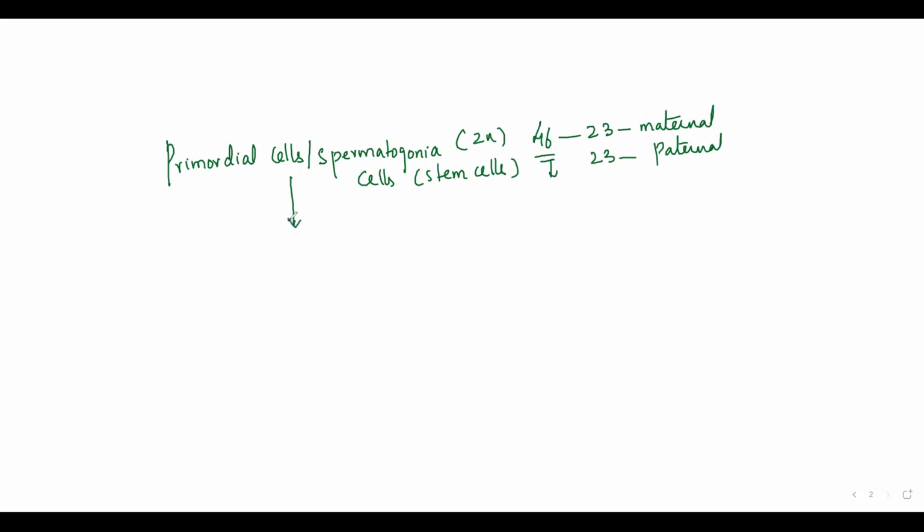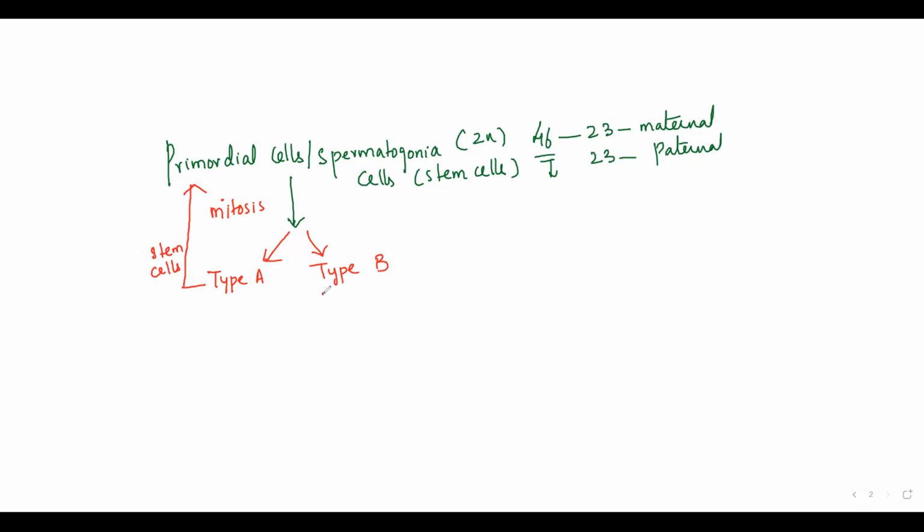Now, these primordial cells undergo mitosis, and they produce two types of cells here. One type is called type A and the other is called type B. The type A cells once again develop into stem cells. They get de-differentiated and go back into the spermatogonial cell stage.